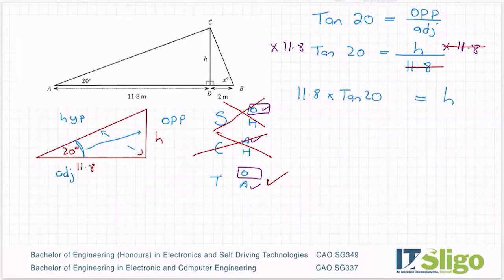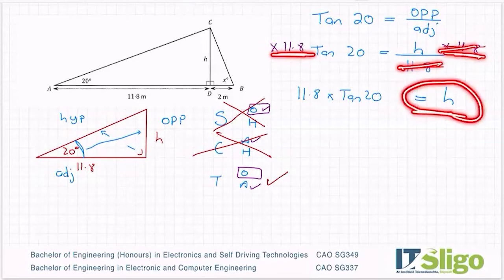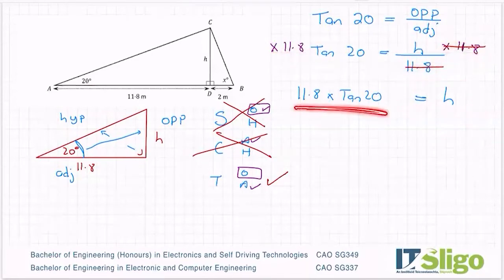Okay, so just to repeat that, 11.8 was on the bottom on this side. So to cancel it, I need 11.8 on the top, and when it's on the top, it means multiply. So put it on the top there, put it on the top here. They'll cancel on this side, so you're left with just H on the right, which is what you want, because you want to solve for H, and you end up with 11.8 by tan 20.